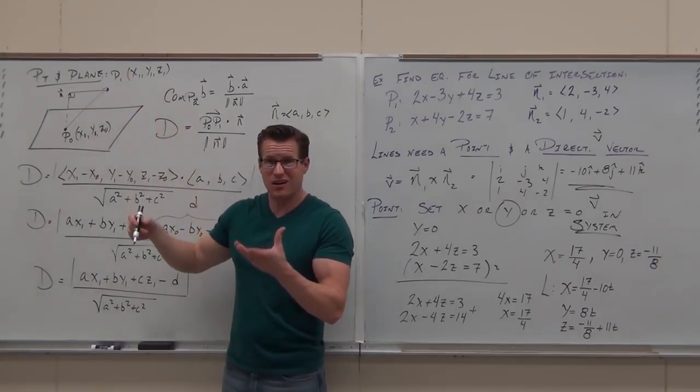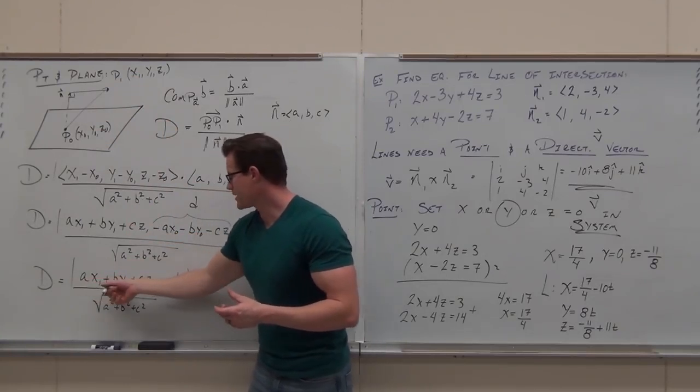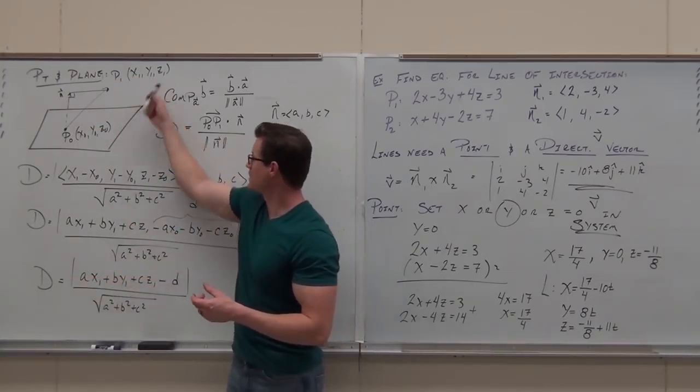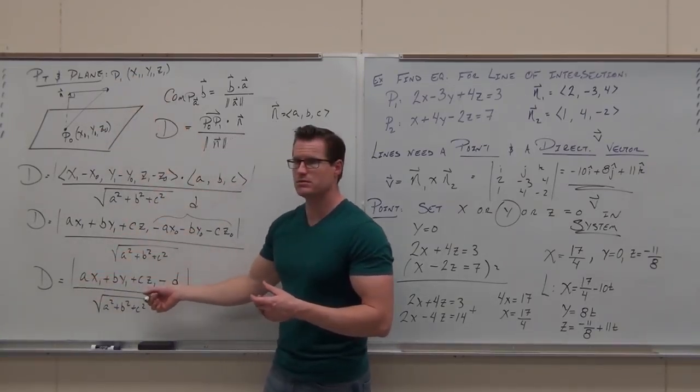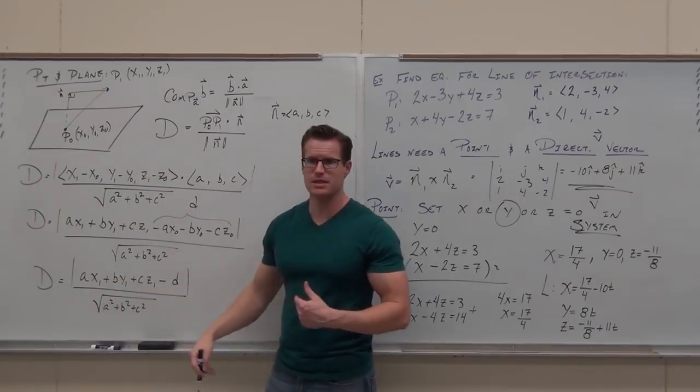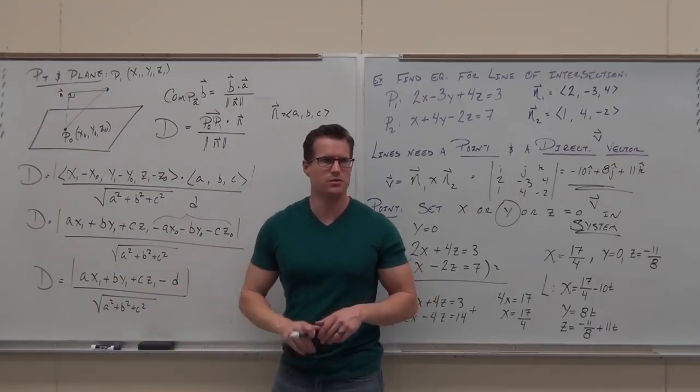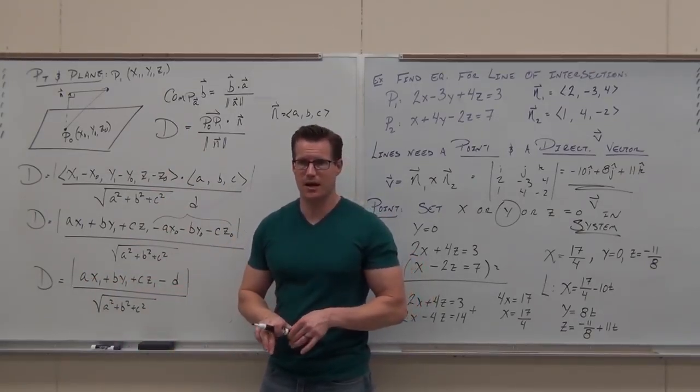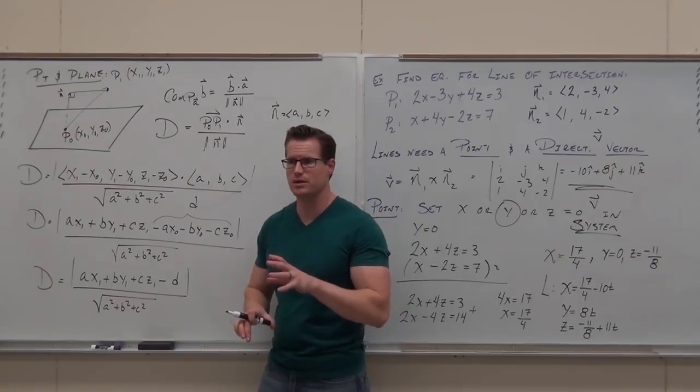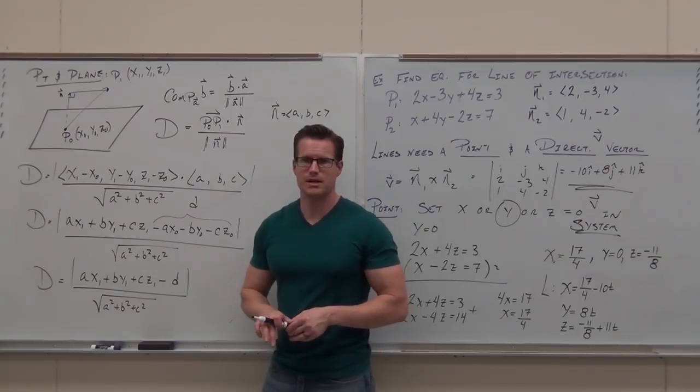So literally, all you have to do is take the normal vector, put the numbers here. Take your X, Y, and Z coordinates, put the numbers here. Add them together, subtract the D, take the absolute value, divide by the magnitude of the normal vector. That's how you find the distance between a point and the plane. Does that make sense to you?